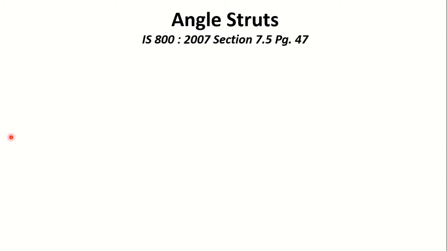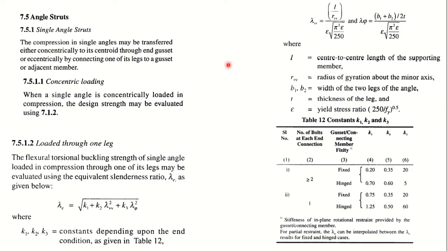We have already seen the design of compression members such as columns and all. In section 7.5 on page 47, this particular design of angle strut has been mentioned. If you go to this section, it deals with single angle struts, and what you come across is these angle struts may be loaded concentrically or they may be loaded through one leg only.